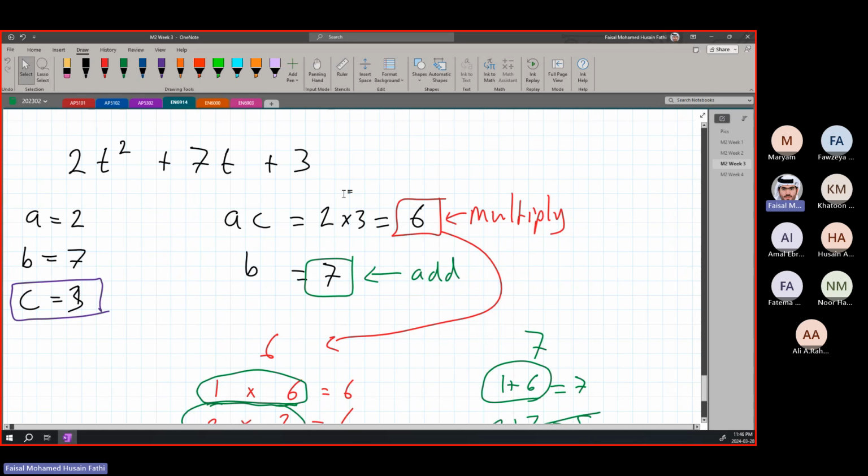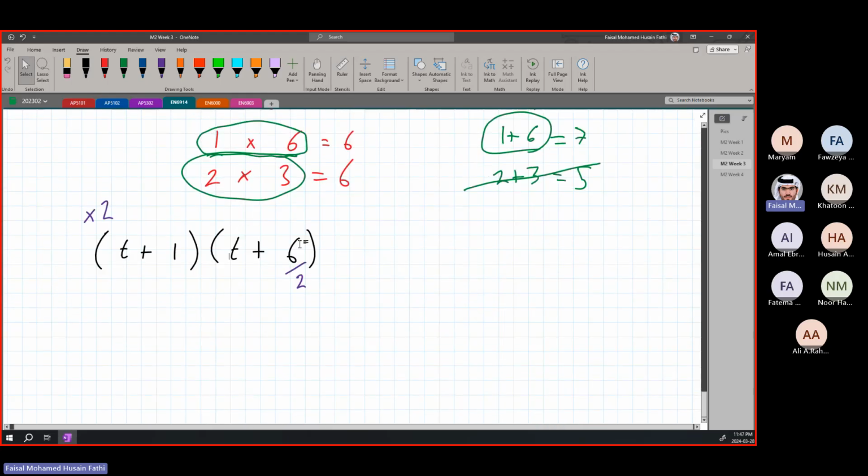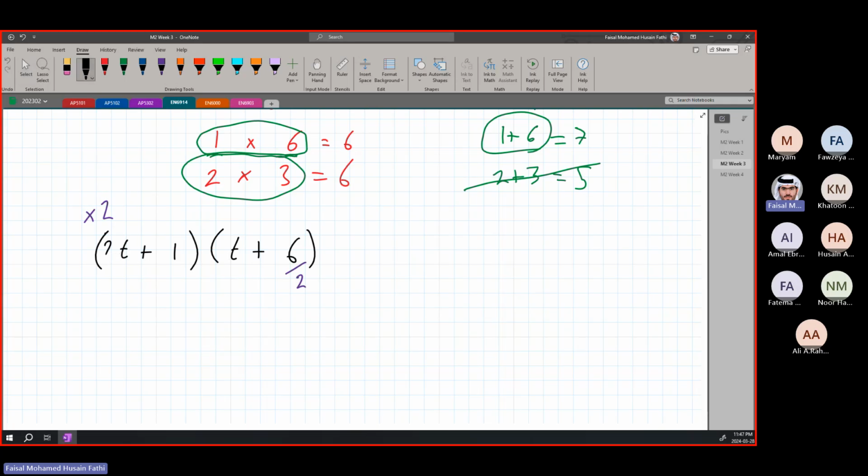So we're going to look at our C value, because we are multiplying A and C to get 6. However, here our C value by itself is 3. So we need to have the value here to be equal to 3. When we multiply 6 and 1, we need it to have a value equal to 3. So we're going to have to divide by 2 on the right side. And because we divided by 2 on the right side, we will multiply that 2 into the 2t over here.